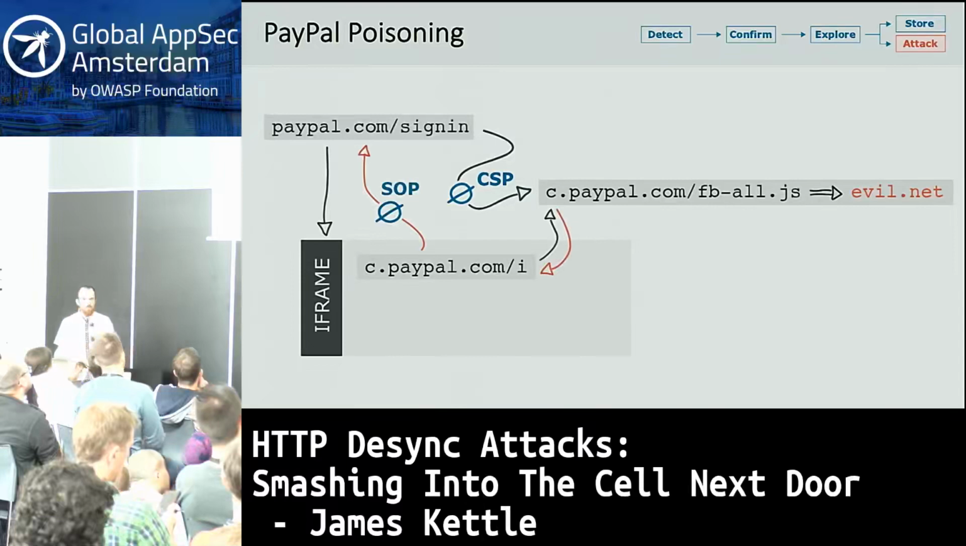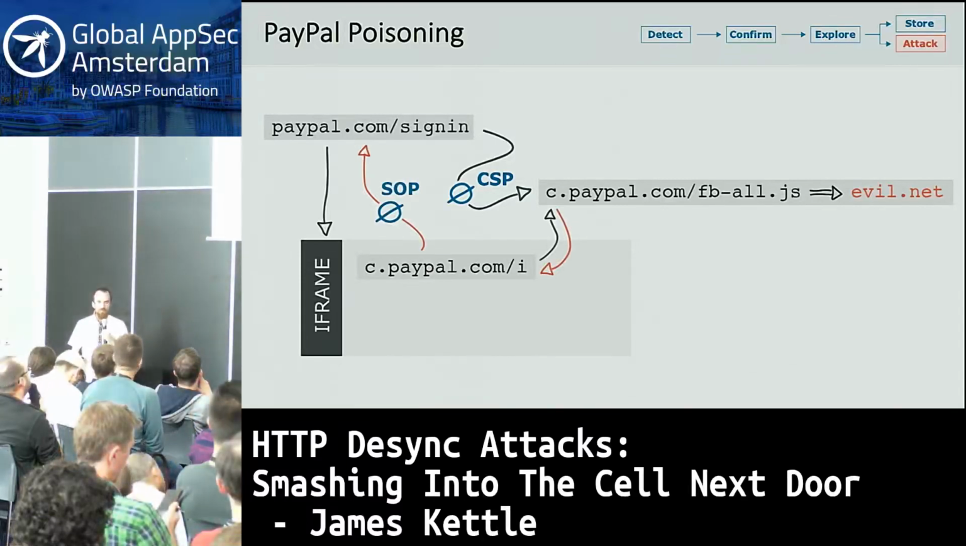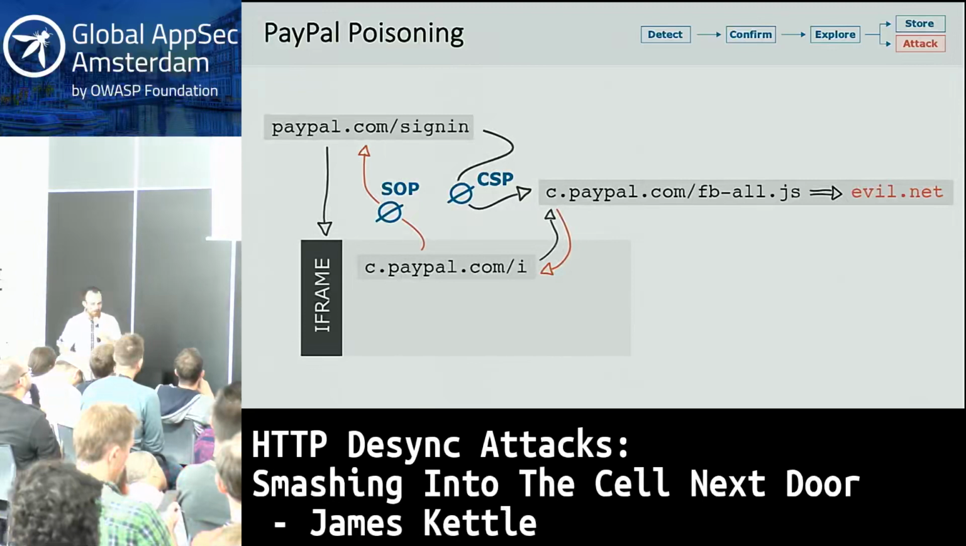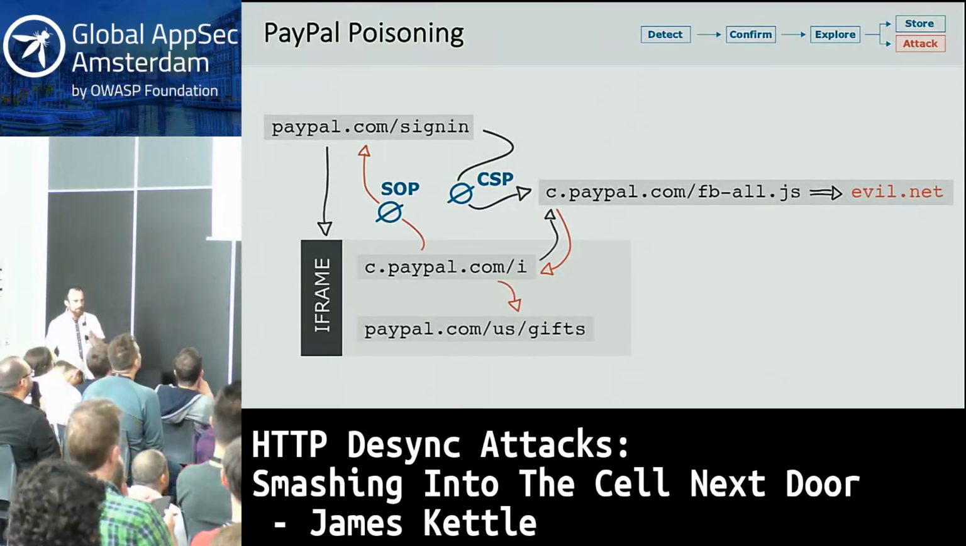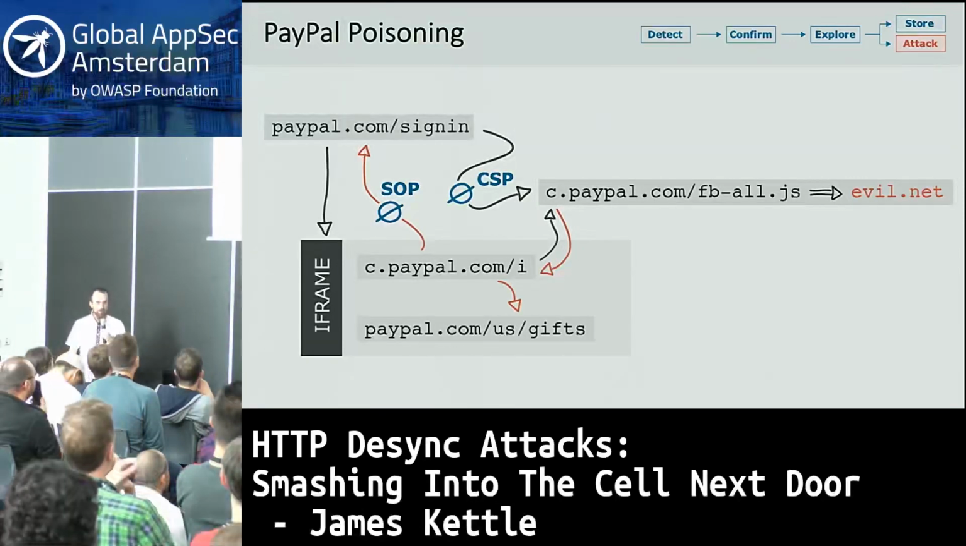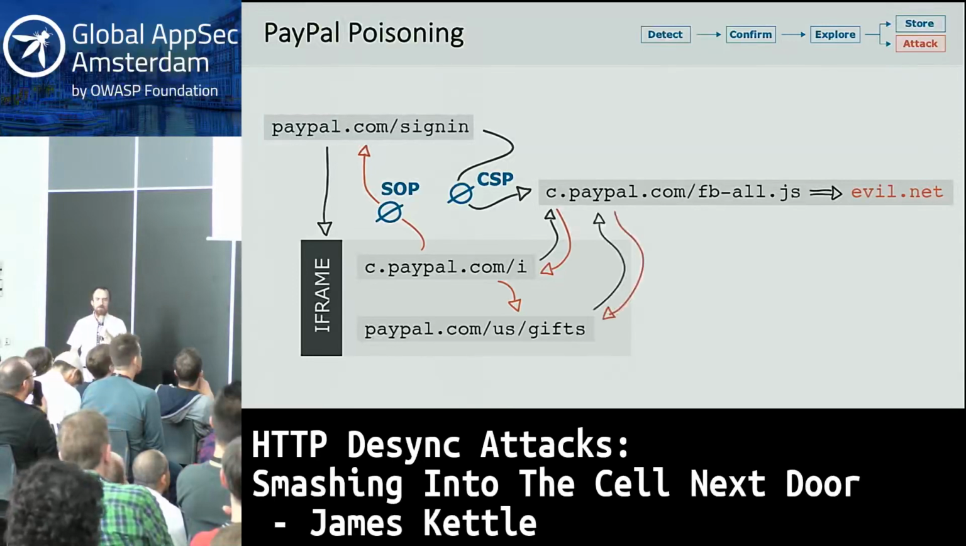But we can't just read the user's password out of the parent page because of the same origin policy, and the fact we're on c.paypal.com here. But my colleague Gareth Hayes, who's around here somewhere, found paypal.com/us/gifts. This is a static page. It's on paypal.com. It doesn't use CSP, maybe because it's static, and it imports our malicious JavaScript file.